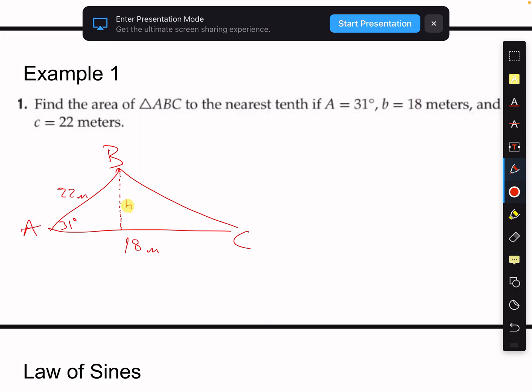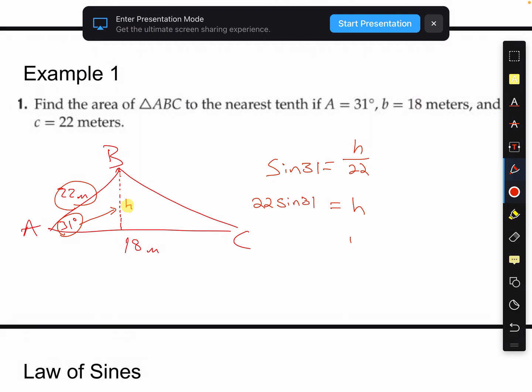one thing that I've seen students try to do is try to use this 18. All right, we don't want to use the 18 here. What I want to do is use this guy, this relationship, and this piece. So if I do that, I know that the sine of 31 degrees is equal to h, opposite, over hypotenuse, which is 22. Okay, so you could finish this up here. So h would be equal to 22 multiplied by the sine of 31 degrees.